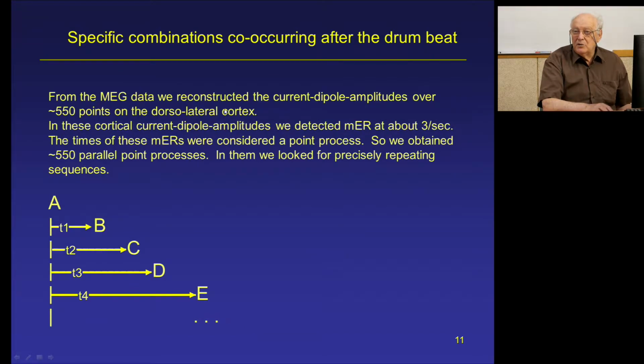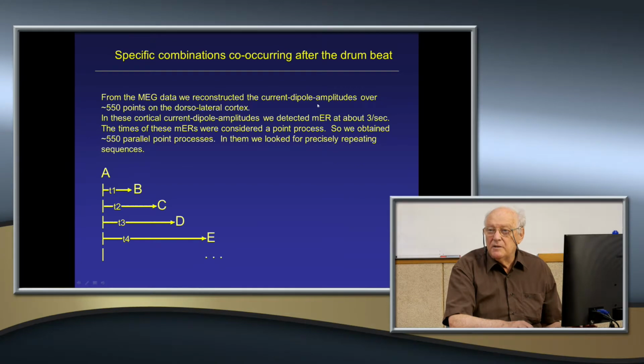From the MEG, we reconstructed the current dipole amplitudes over 550 points on the dorsolateral cortex. In this cortical current amplitude, we detected mini-evoked responses at about 3 per second per channel. The times of these mini-evoked responses were considered a point process, so we obtained about 550 parallel point processes. In them, we looked for precisely repeating sequences such as A, after T1 followed by B, after T2 followed by C, etc.